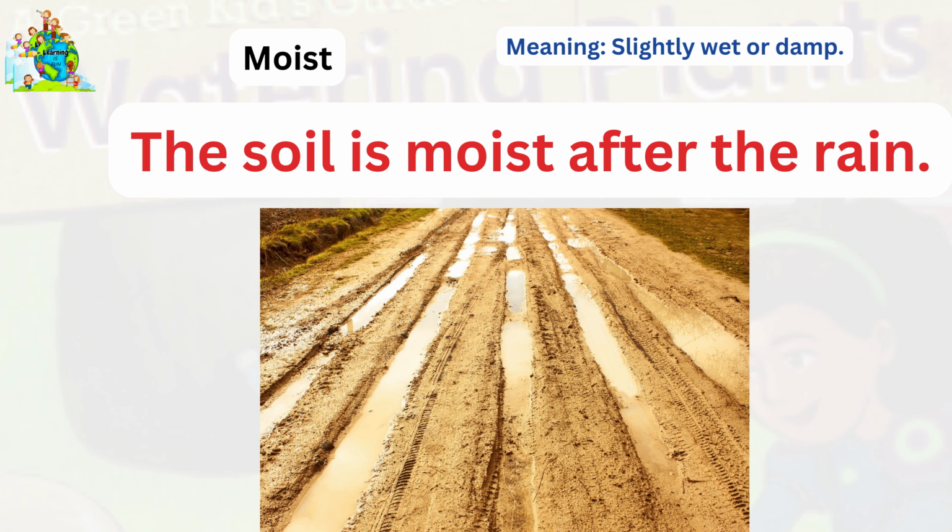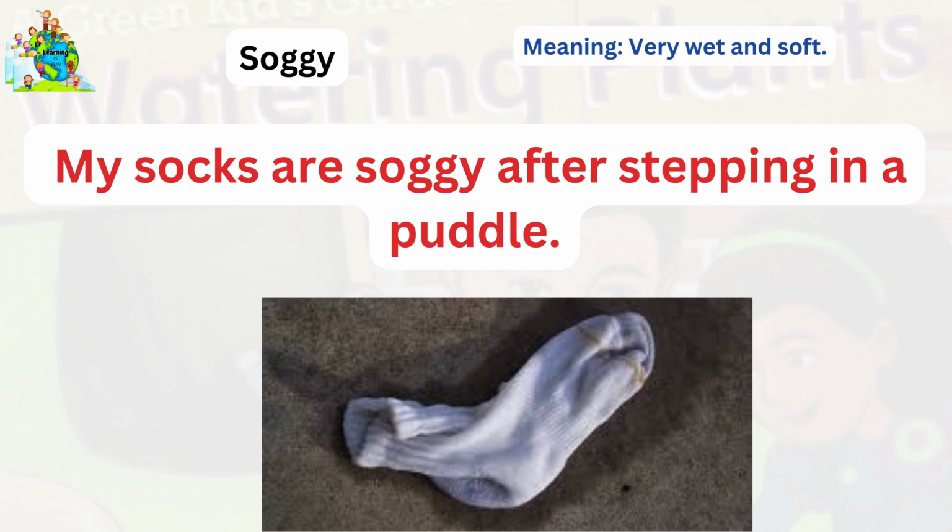5. Moist. Meaning, slightly wet or damp. Sentence: The soil is moist after the rain. 6. Soggy. Meaning, very wet and soft. Sentence: My socks are soggy after stepping in a puddle.